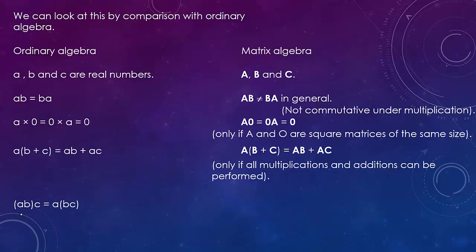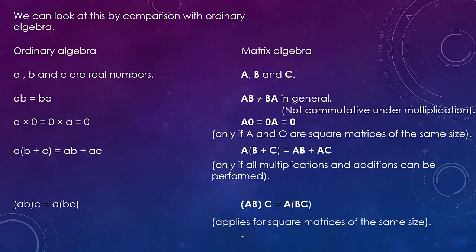Then we have the associative law. Note it's just the change of the brackets. The A, B and C are the same order. So here we do AB first, then multiply by C. Here we do BC first, then multiply by A. And that's certainly true with matrices. It certainly applies for square matrices of the same size, and it would apply in cases where all the multiplications can be done.